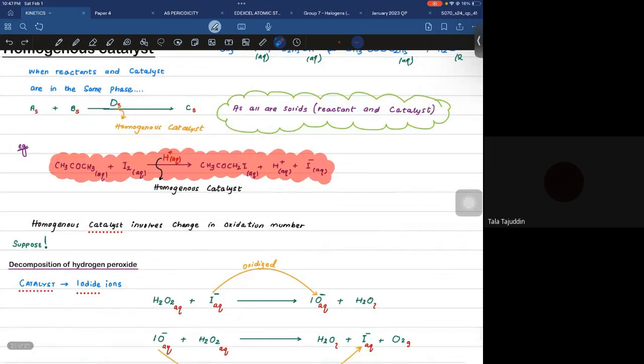If you remember, you used to do the Haber and contact process, right? In the Haber process, iron was your catalyst. In the contact process, V2O5 was your catalyst. So the whole thing was gas, but the iron is solid. Ultimately, this was your heterogeneous catalyst, okay?